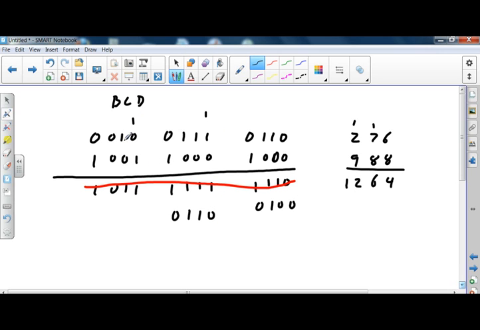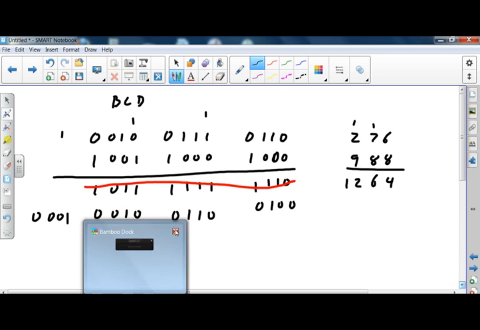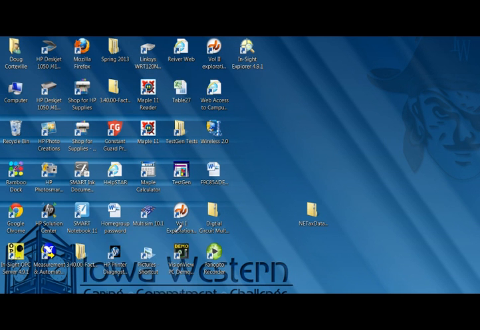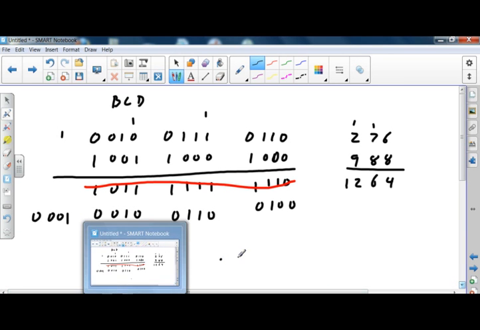And then I've got 2 and 9 for 11, plus 1 is 12. Okay, 12 would be a 2. So I write down a 2. I have 1 to carry, so I'd put down a 1. And now I have my binary coded decimal addition. Thank you very much, computer.